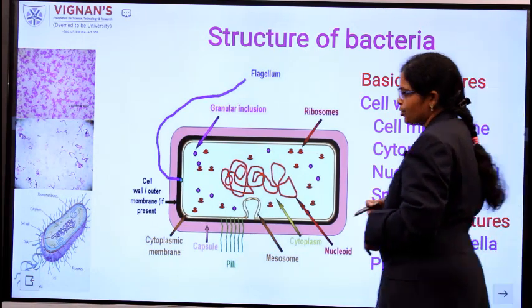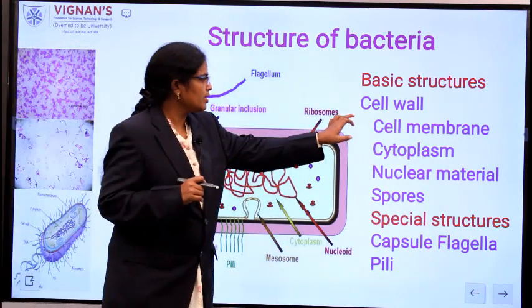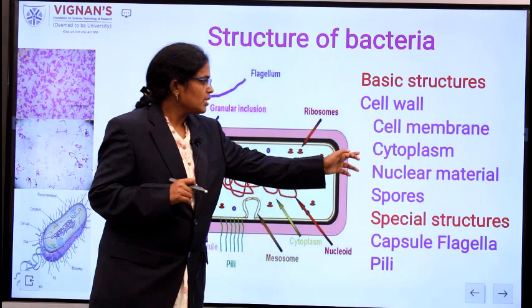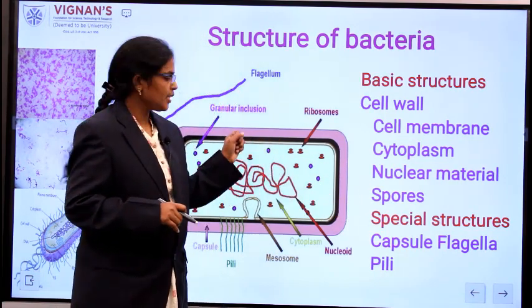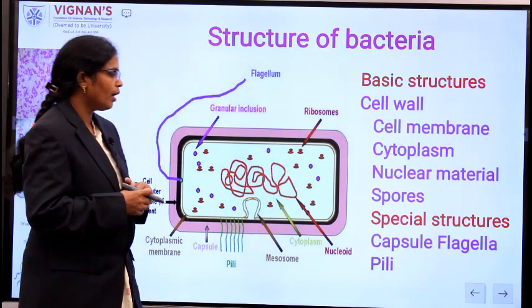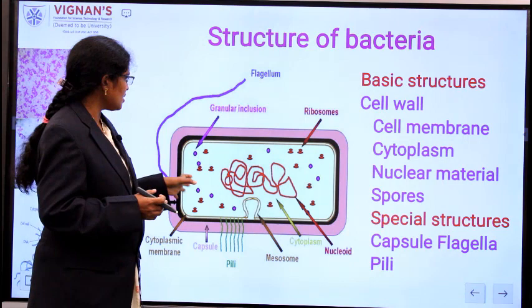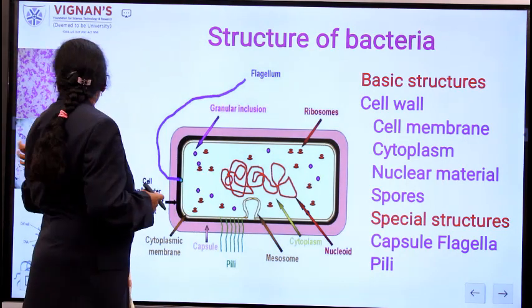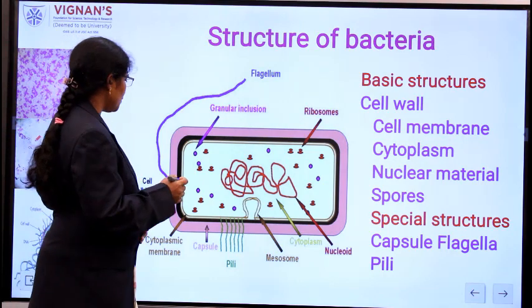See the basic structures of the bacterial cell: the cell wall, cell membrane, cytoplasm, nuclear material, and spores. And the special structures are the capsule, flagella and pili. So this is the structure you can observe, external as well as internal features.